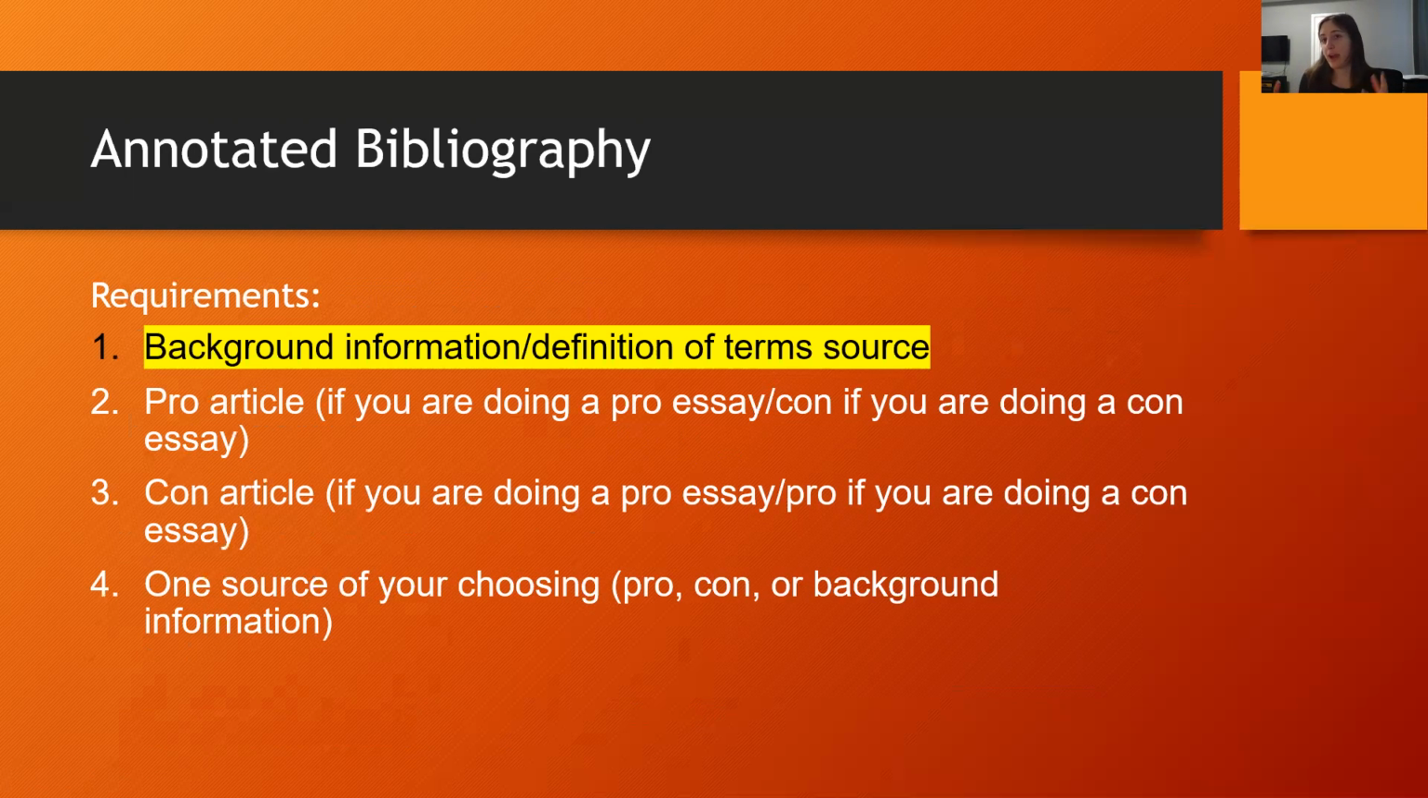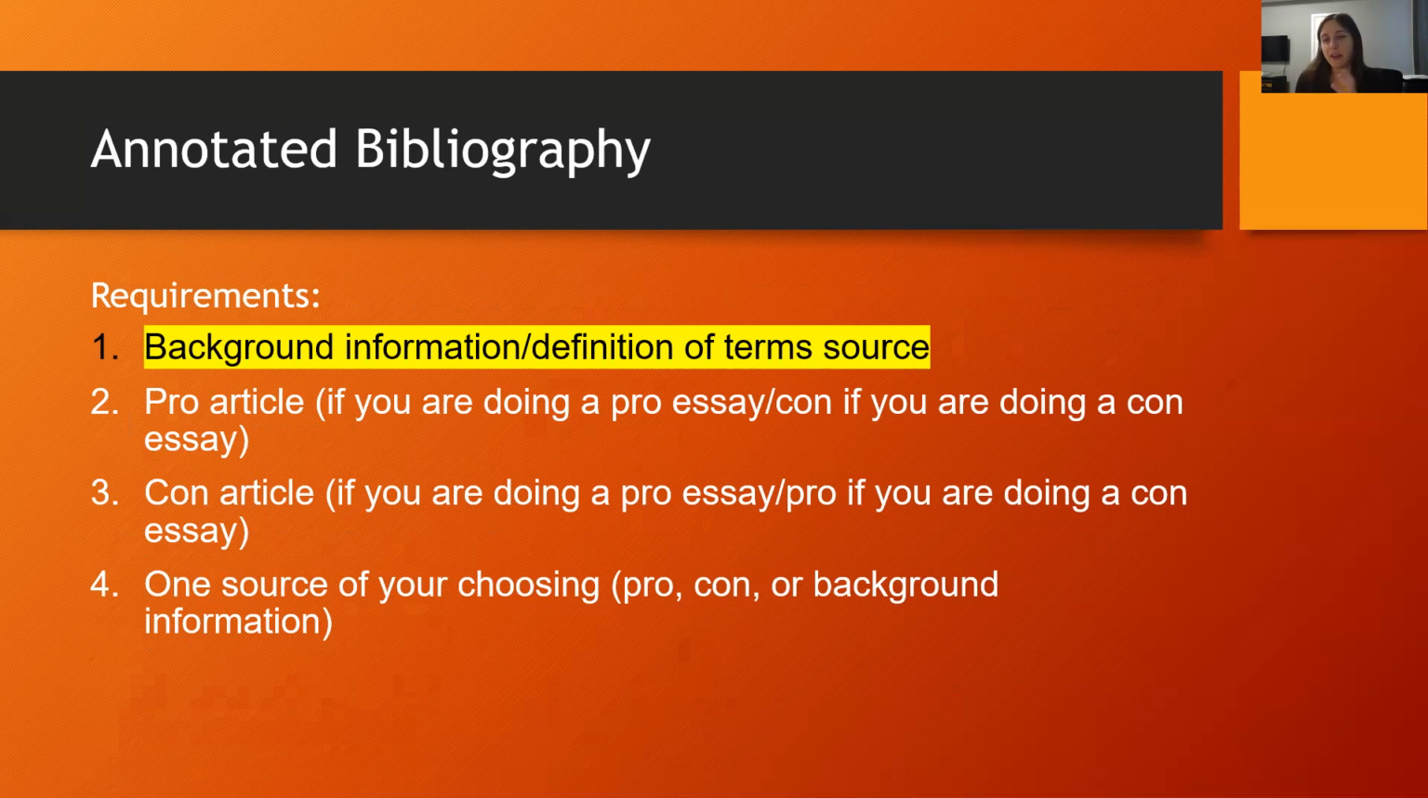You are then going to find a pro article if you are doing a pro essay. Essentially, this just means that you are finding an article that agrees with your argument. And then after that, you're going to find a con article if you're doing a pro essay, and then a pro article if you're doing a con essay. It's going to be the opposite. You are finding an article that essentially disagrees with your argument.